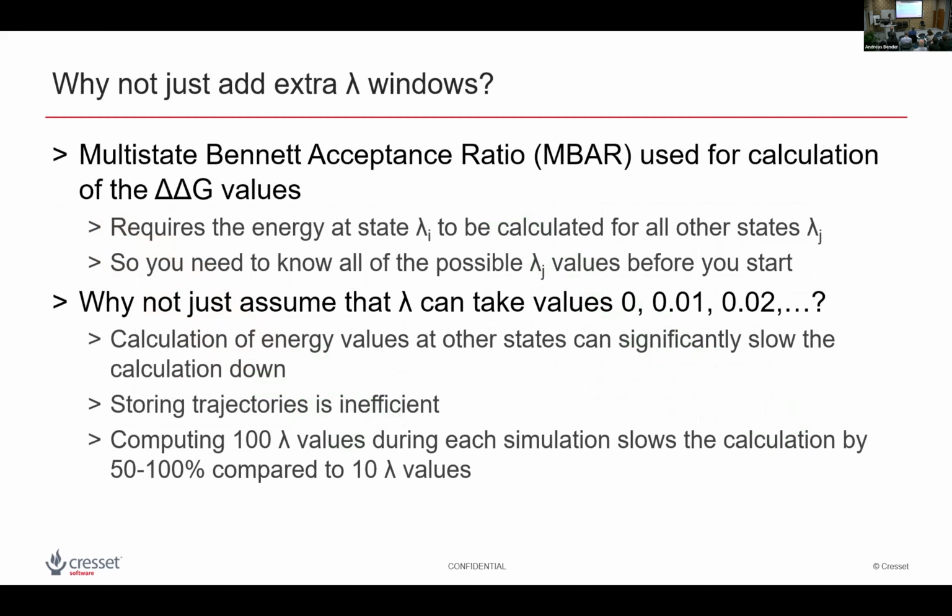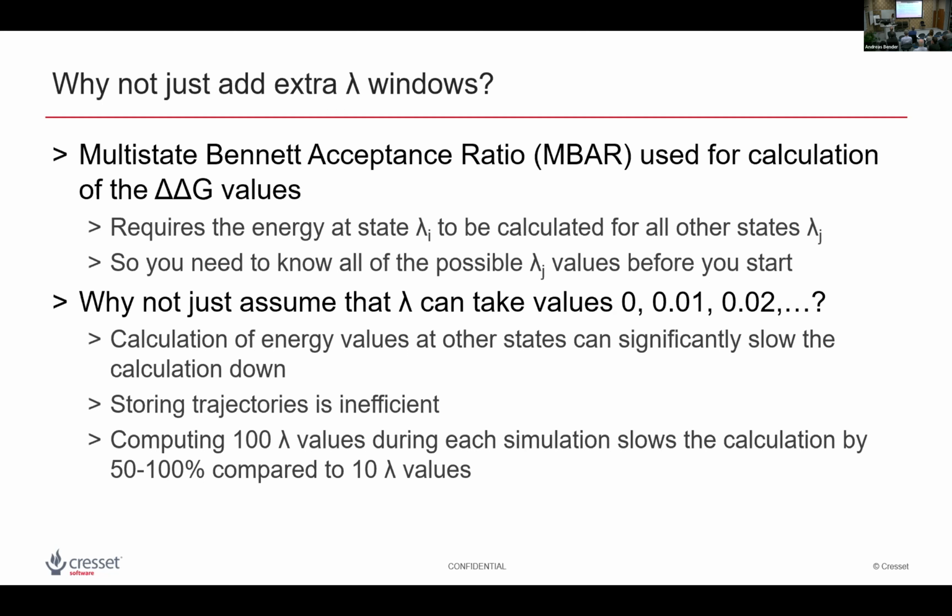What if we just assume that lambda takes some values with a shorter step, let's say 100 values? And what if I don't use all these values initially, but calculate the energy in these values and just run 10 lambda windows, let's say, so I have the option to add a lambda window afterwards, right?